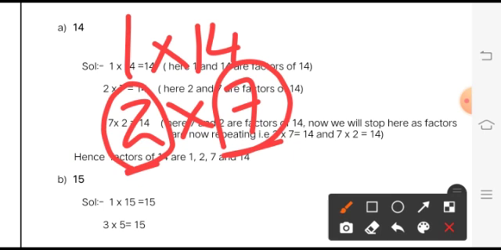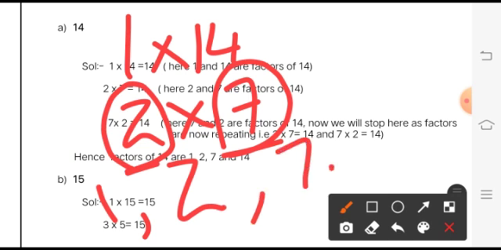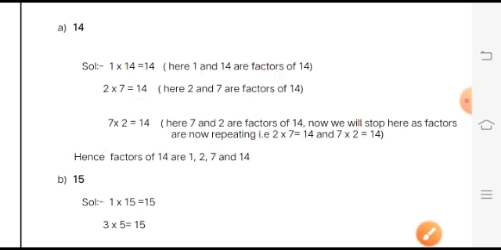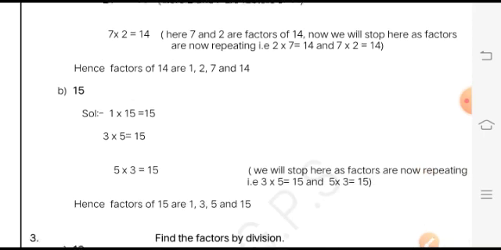That means that we should stop here. Wherever we get the repetition of the factors, there we should stop searching for other factors, as we have already got all the factors. So what are the factors of 14? 1, 2, 7 and 14. These are the factors of 14. There is no other number apart from these which can divide 14 exactly.